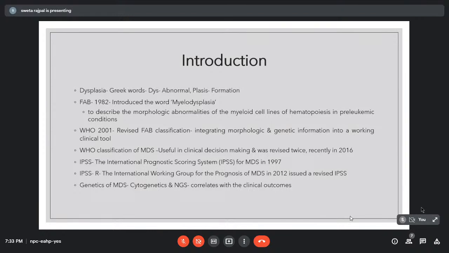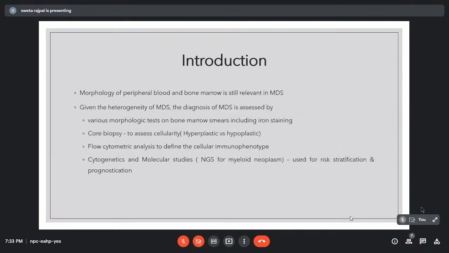The most important aspect of MDS is the genetics of MDS, and it holds the key for the treatment as well as the clinical outcomes. So we'll be discussing elaborately the cytogenetics as well as the molecular aspects of MDS in today's session. Even though molecular genetics is very important in MDS, morphology still holds the cards here, and is still relevant in MDS in today's field of advancements in hematology.